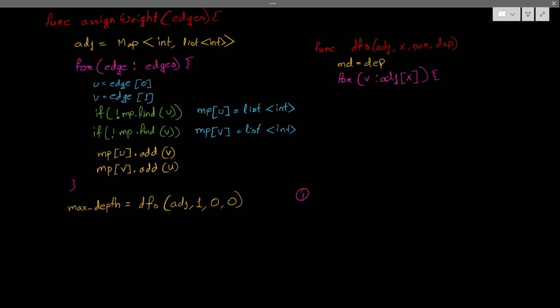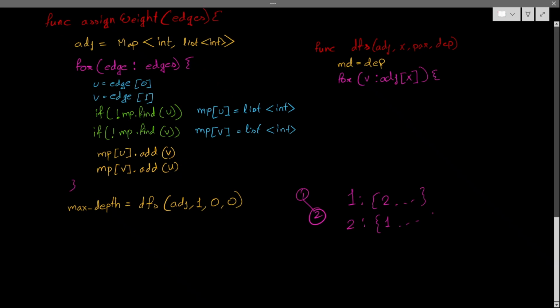The one thing, if 1 is connected with 2, my adjacency matrix will be like this: 1, 2, and maybe many others are there. But 2 also has 1, so there is only one cycle. Okay, but see here, whenever I'm calling, I am passing the parent as well. So let's say I'm calling from 1, and then I'm calling for 2. So for 2, what will be the parent? Parent will be 1.